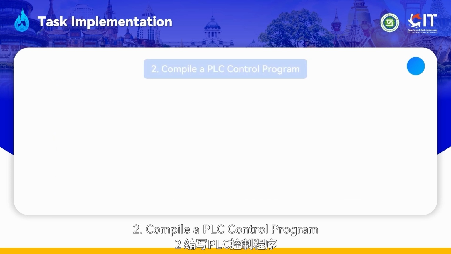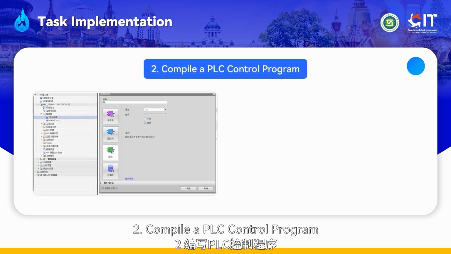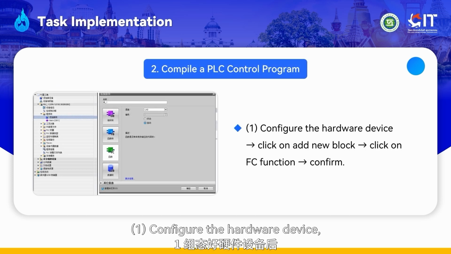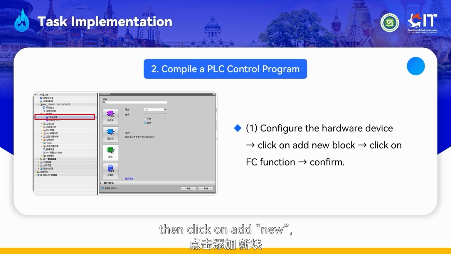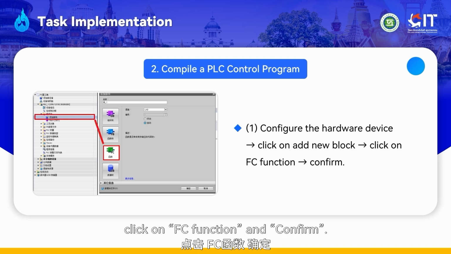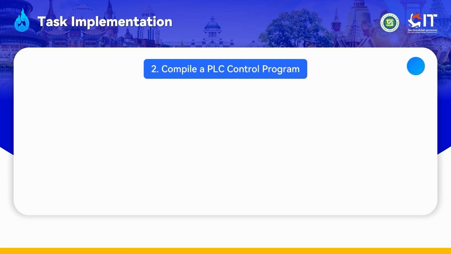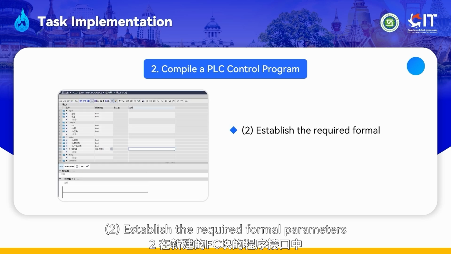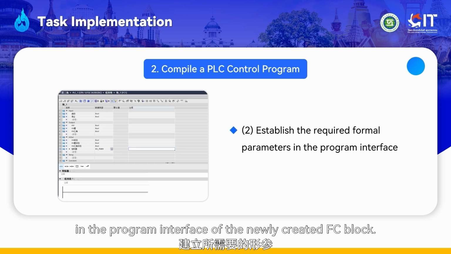2. Compile a PLC control program. 1. Configure the hardware device. Then click on Add New. Click on FC function and confirm. 2. Establish the required formal parameters in the program interface of the newly created FC block.